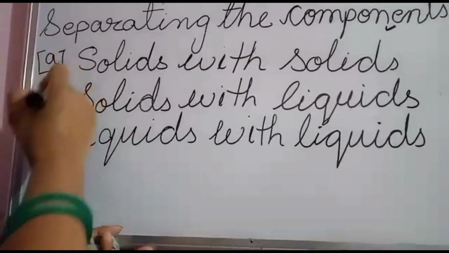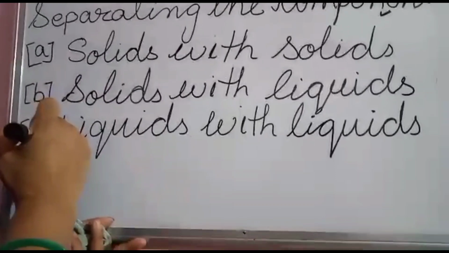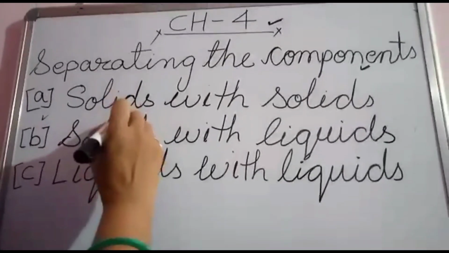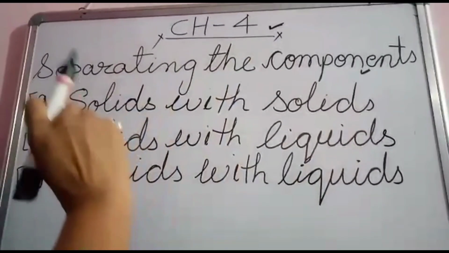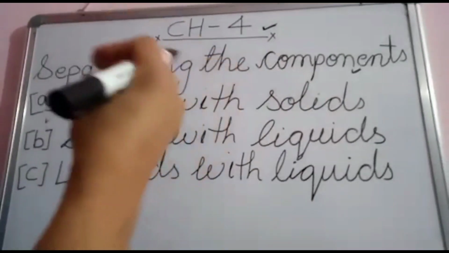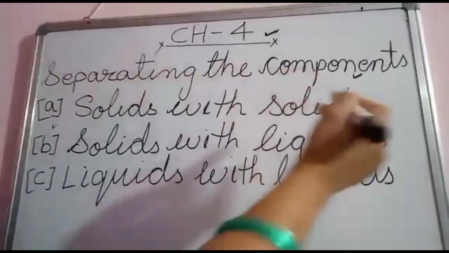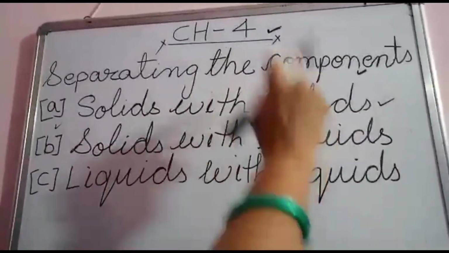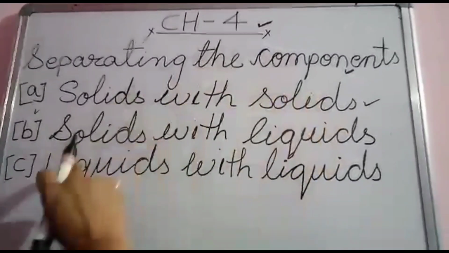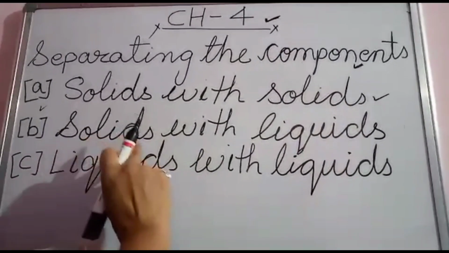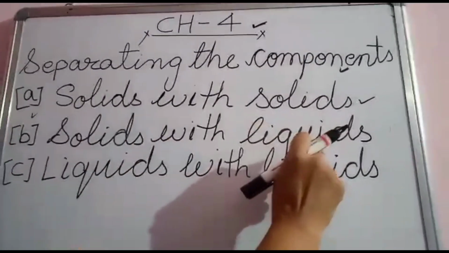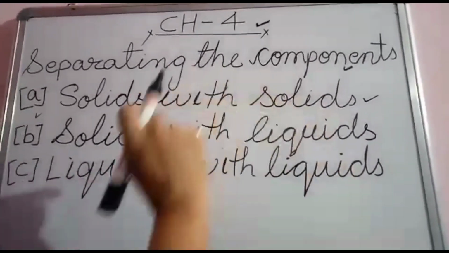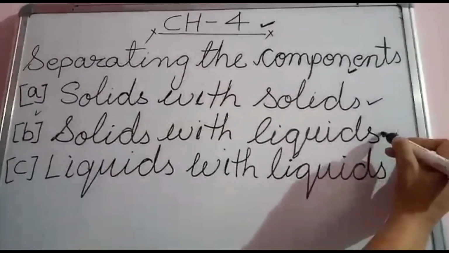Look at here, 1 A, B, C. Three categories are there. The first category is the mixture in which solid gets mixed with solid, that is, a mixture of two or three different solid materials. This is the mixture of solids. The second type of mixture is solids with liquid, that is, a mixture in which solid gets mixed with liquid.